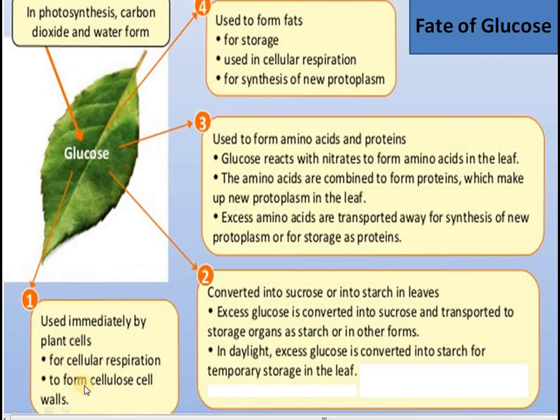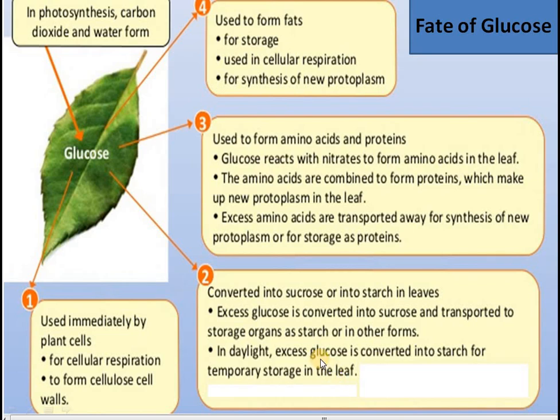This glucose is also used to form the cell wall, cellulose. Cellulose is also made up of glucose. What else can be done with the glucose? It can be converted into sucrose or into starch in leaves. So now we got to know that glucose can be converted to sucrose and also into starch. Excess glucose is converted into sucrose and is transported to storage organs, or stored as starch or in other forms. In daylight, excess glucose is converted into starch for temporary storage in the leaf.